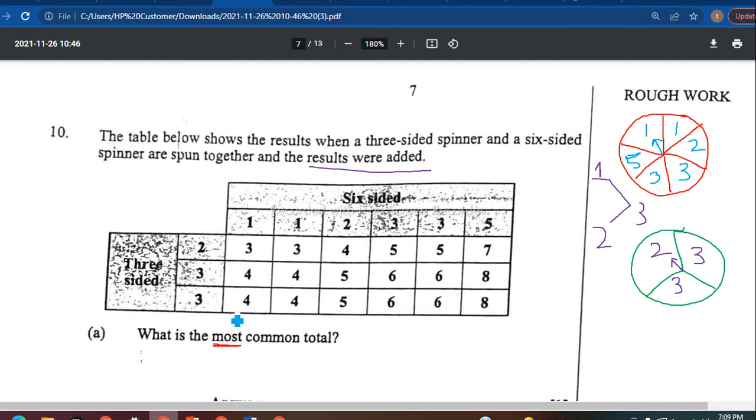5 shows up 5 times? Say it again. No, we're talking about 5 only shows up here, here, here, and here. We can't count these ones on top. So 5 only shows up 4 times. But 4 shows up 1, 2, 3, 4, 5 times. So 4 is the most common total.